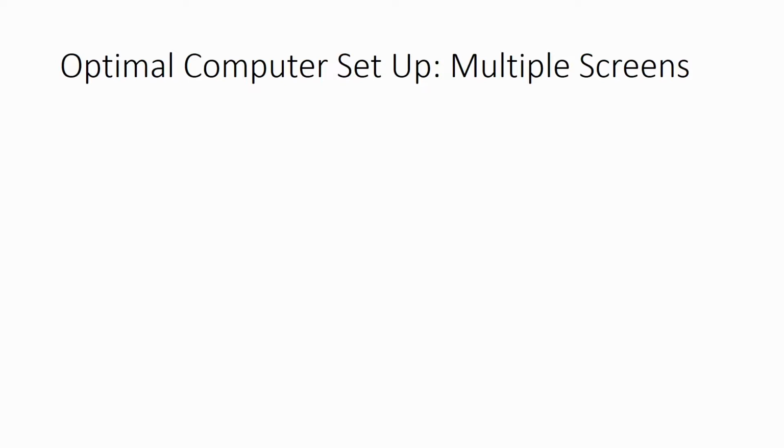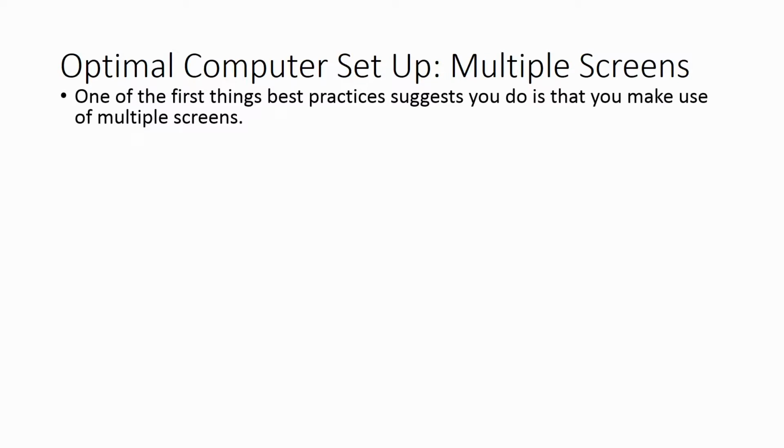Hello and welcome. In this video, we're going to be talking about the optimal computer setup, and that is to use multiple screens if you're not doing that already. One of the first best practices when you are using Camtasia 9 is that you make use of multiple screens, and that can be the screen on your laptop as well as a monitor. It can be the screen on your desktop as well as another monitor. It can be two monitors.